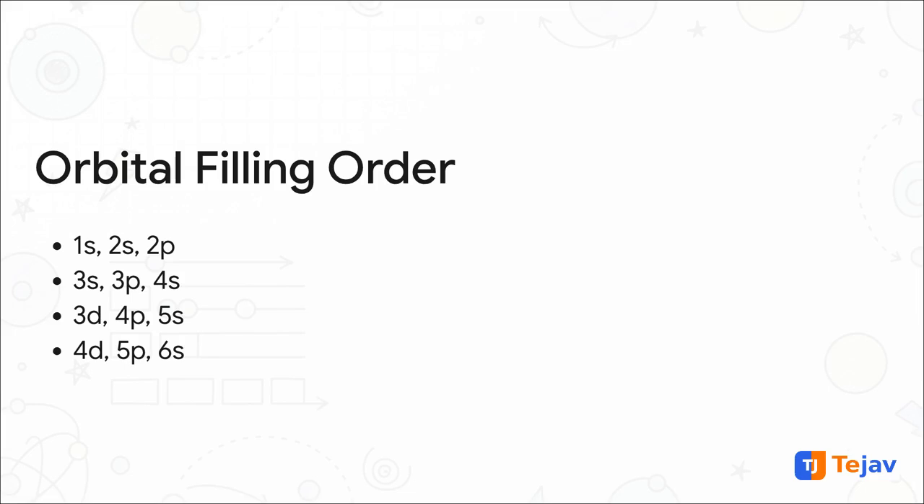But honestly, memorizing that straight is a nightmare. For your exams, you absolutely want to use the diagonal rule trick. You write the subshells in columns and draw parallel arrows diagonally downward. It perfectly generates the sequence every single time and is a total lifesaver when you're under pressure.